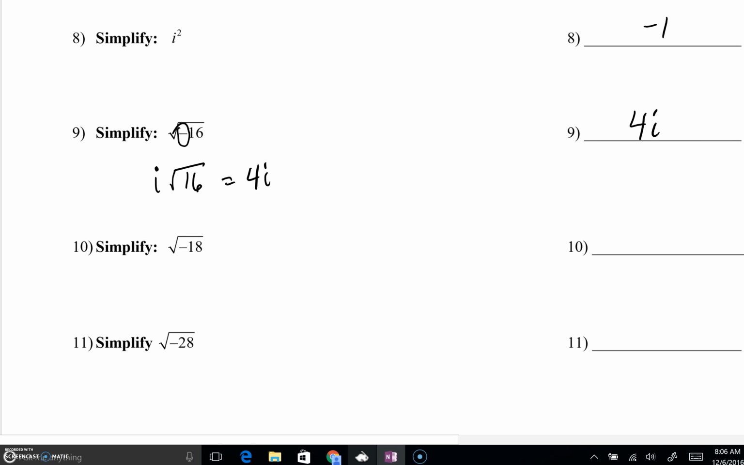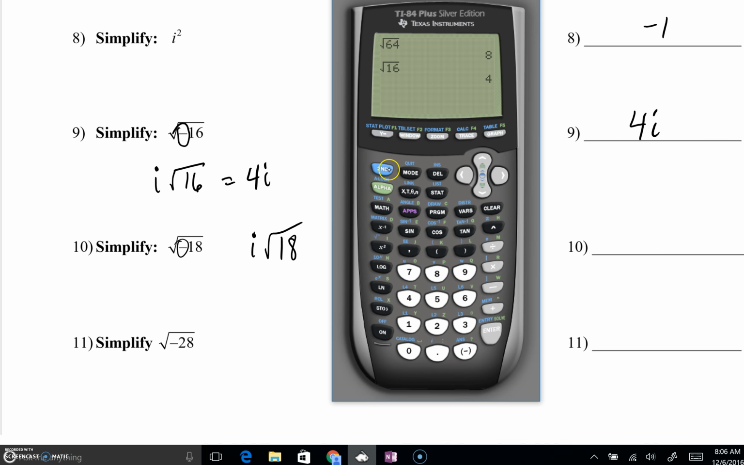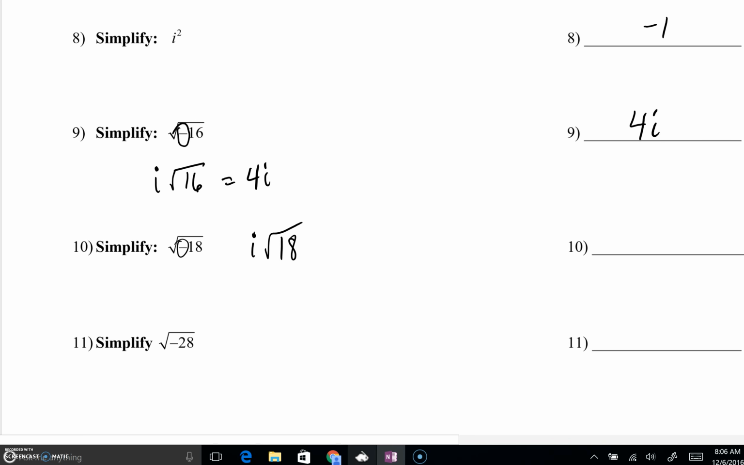Take a look at number 10. Well, I'm going to take out an i, and then I'll have radical 18. Notice that 18 is not a perfect square. If you tried to take the square root of it, you'd get a decimal. You don't write that down. You've got to simplify that radical.